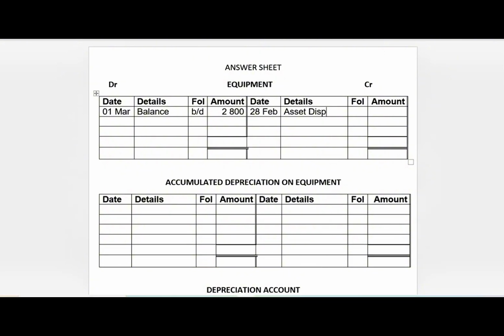Asset disposal, right? Then the folio is going to be general journal, GJ, that amount to 900. That is the cost price of the asset that was disposed, or the equipment, the computer printer that was disposed, right? And then we are done right there.